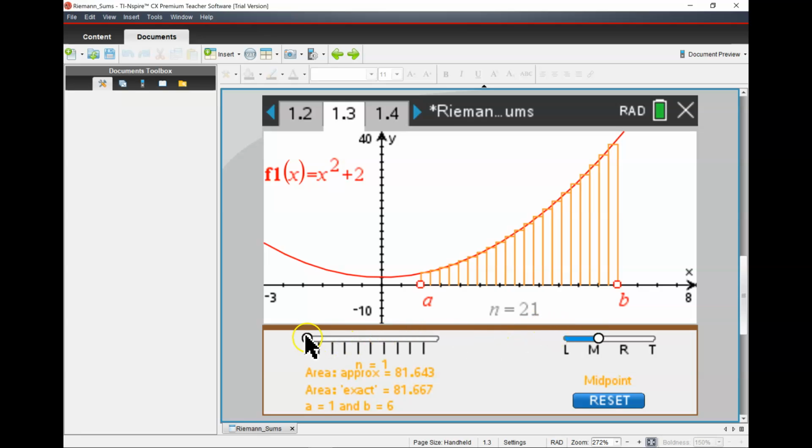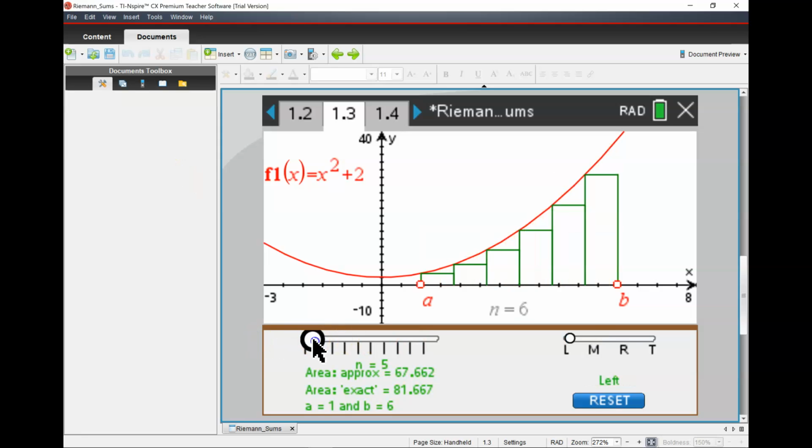If I do the midpoint, isn't midpoint more accurate? Why do they do the left and the right? Let me answer that. It actually depends on the type of function, and you will see that for different functions, left endpoint is an over approximation. For other functions, left endpoint is an under approximation. So it depends on the function, really.